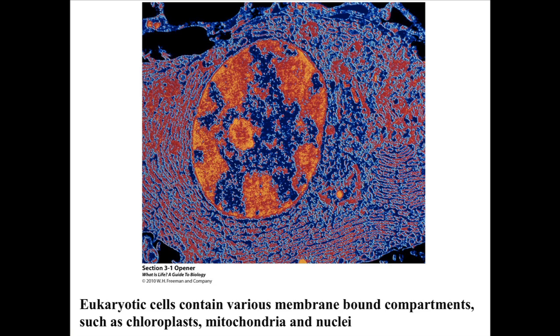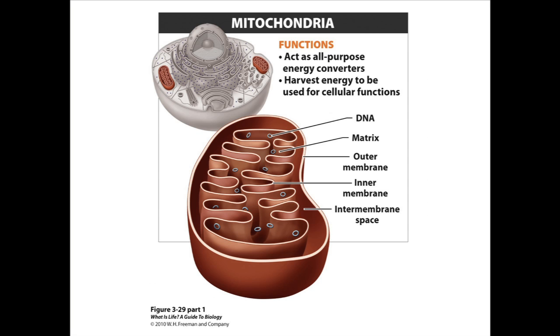So a eukaryotic cell, remember, contains these various membrane-bound compartments, and it's within these compartments that different biochemical reactions occur. In mitochondria, for example, one of its major functions is respiration, breaking down sugar into the chemical energy stored in ATP. So, for example, muscle tissue will contain a lot of mitochondria for that function.